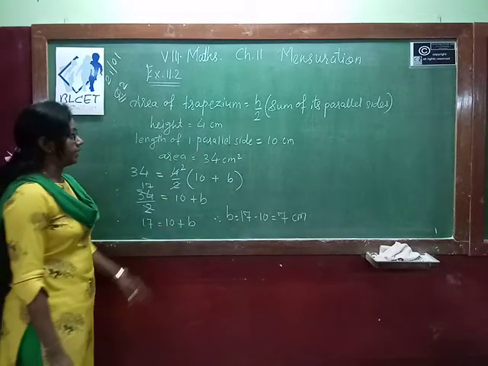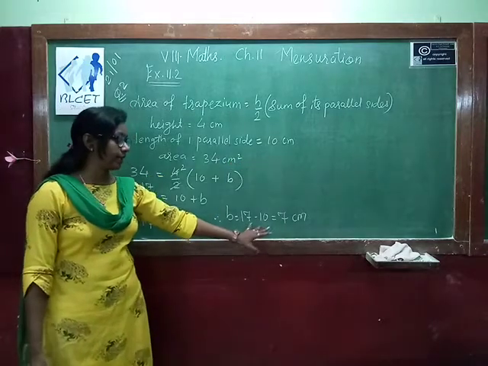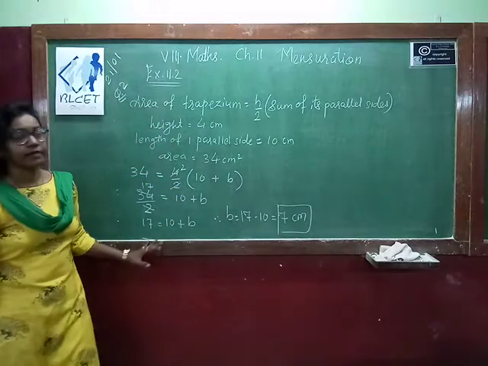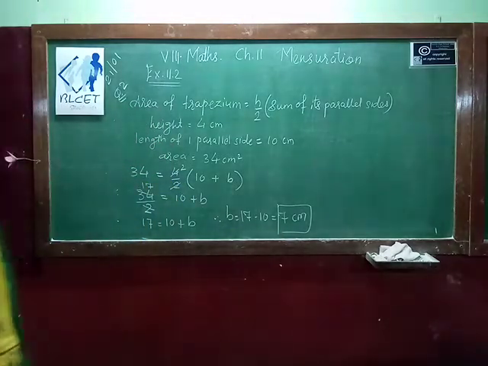So what we can say? The length of one parallel side is 10 centimeter and the length of the other parallel side is 7 centimeter. So this way we can solve question number 2. Move on to the third question.